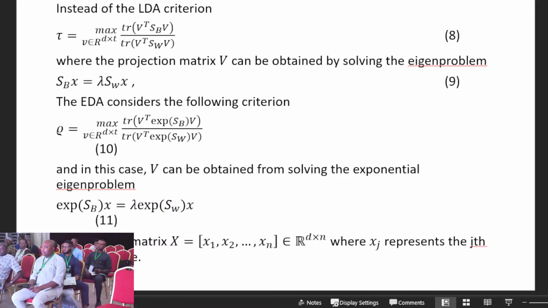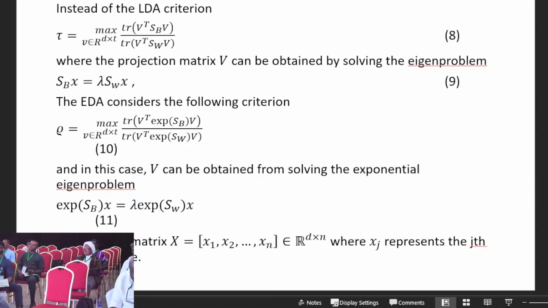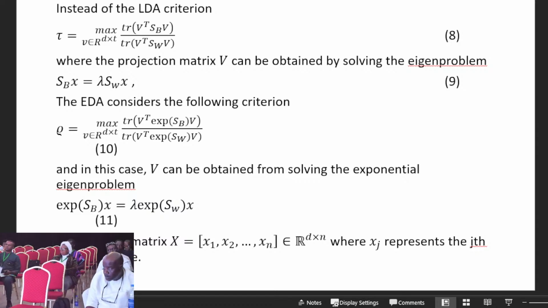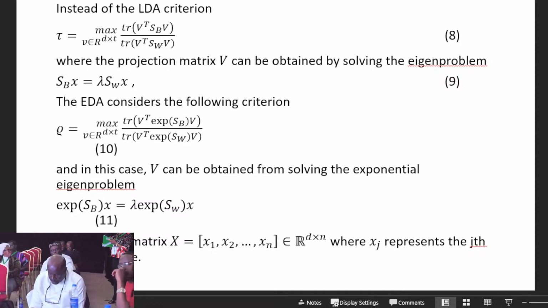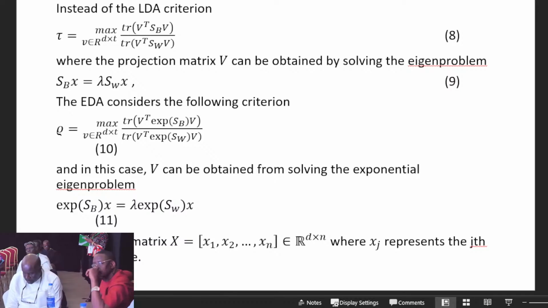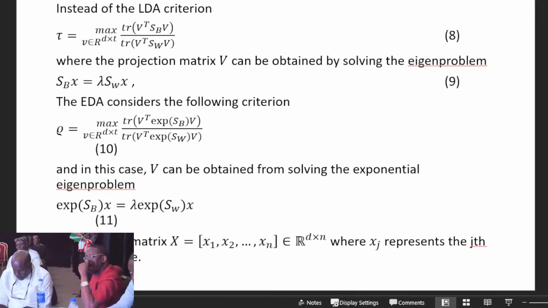So we have the LDA function given in equation 8, and we have the exponential discriminant analysis given in equation 10. The basic thing is to take the exponential of the scatter matrices. So when we take the exponential of SB and the exponential of SW, then we achieve better separation.